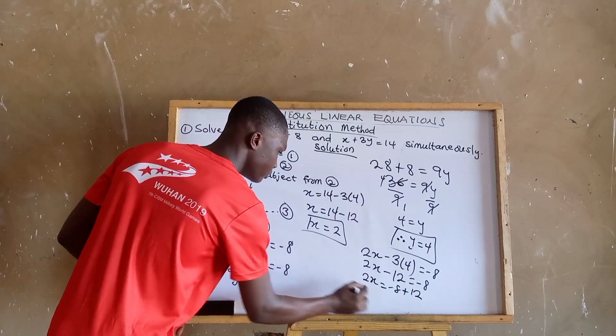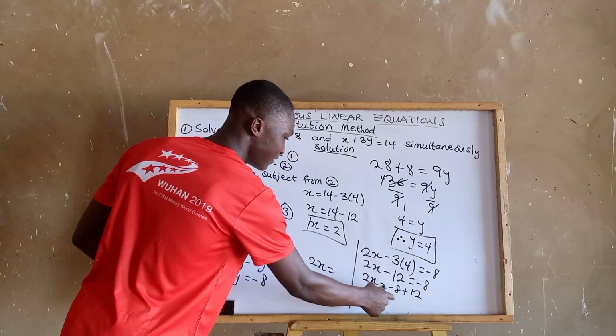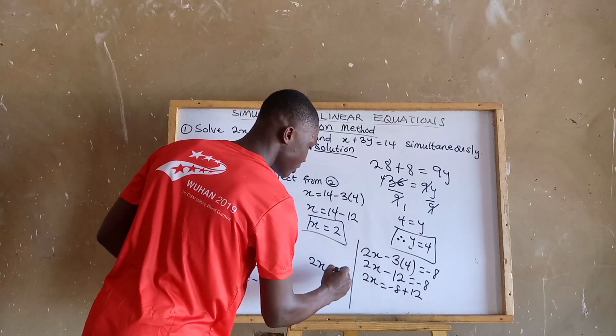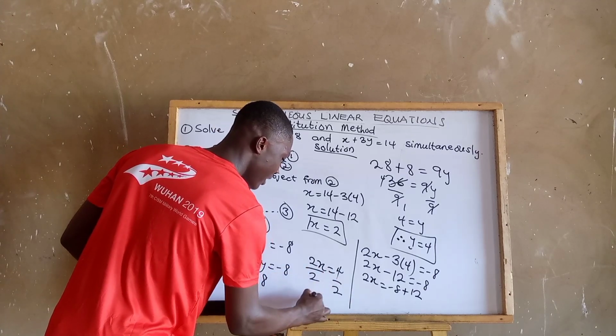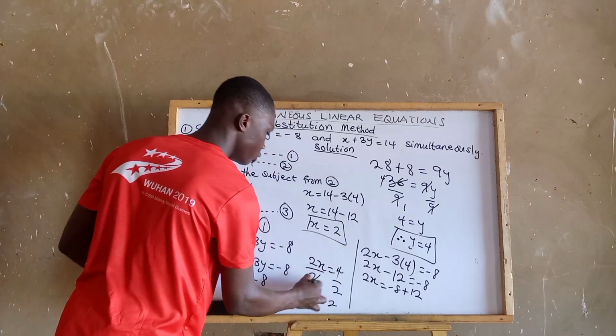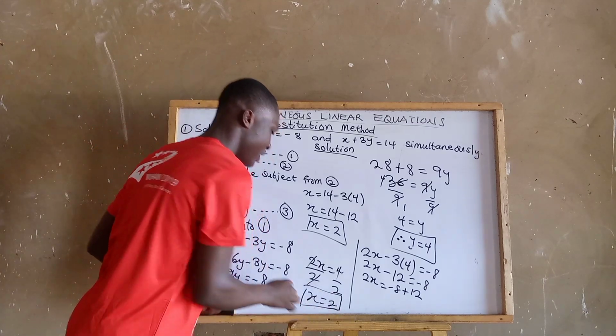Now we have 2x is equal to negative 8 plus 12, which gives us 4. Now divide both sides by 2. You have x is equal to 2. So now the value of x here is also 2.